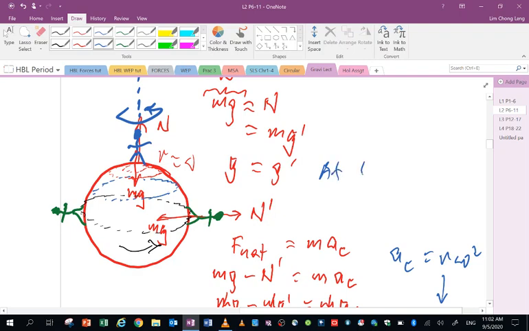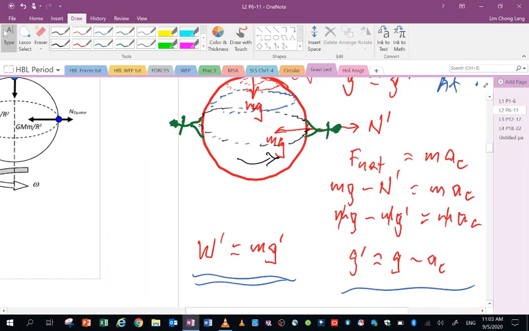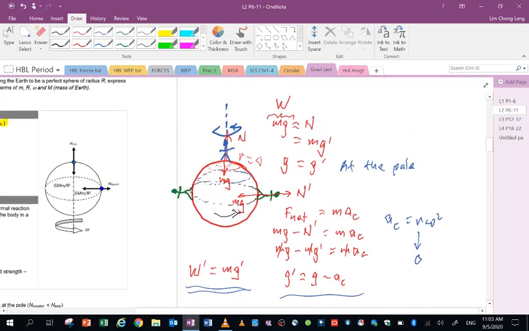At the pole, and at the equator, you notice that the apparent g is smaller. So the weight at the equator is smaller than the true weight. You probably may want to take a snapshot of this one. You may want to pause the video and take a snapshot.